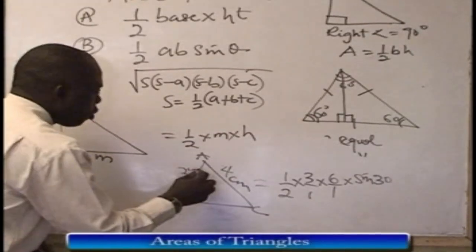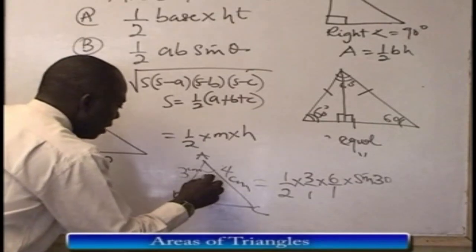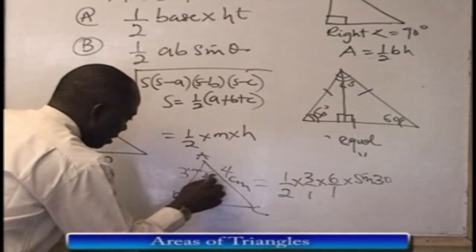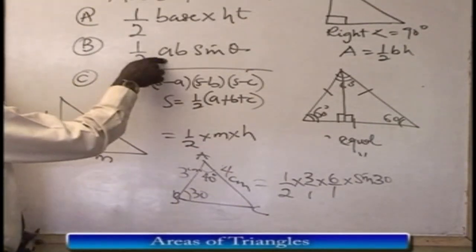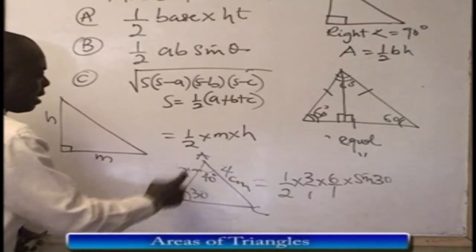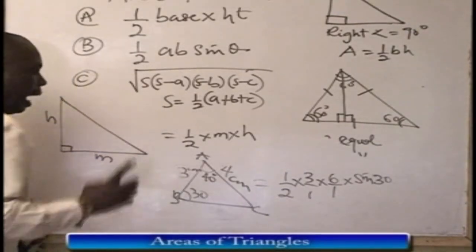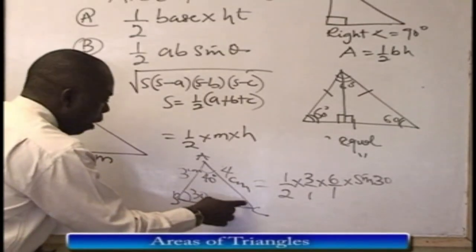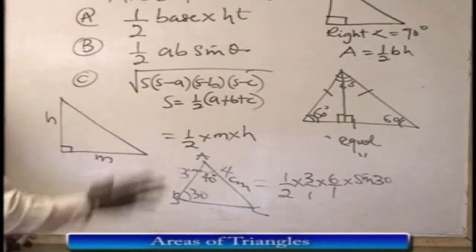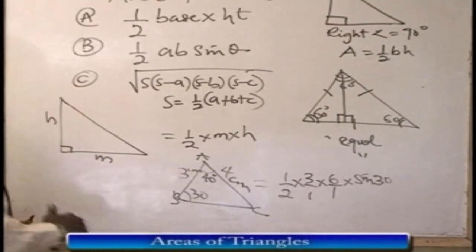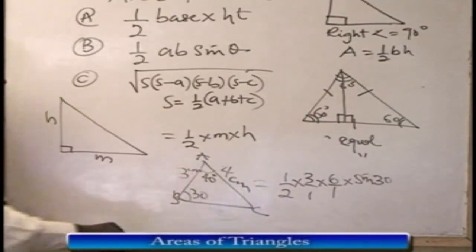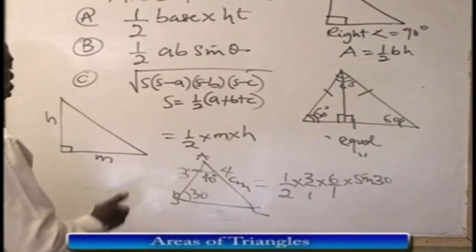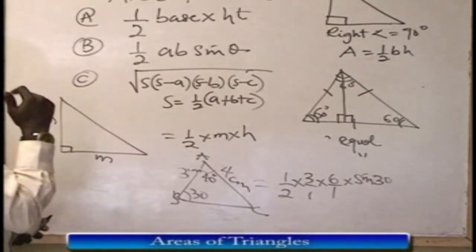Otherwise, the angle that must be given to you must be somewhere around here. Let's say this one is 40 degrees. Then you can apply this second formula, in which case these two sides are known. And again, if it is this side and this side that is known, then this angle must be given to you. Otherwise, you must use the sine rule to determine either the unknown angle or the unknown side, as the case may be.